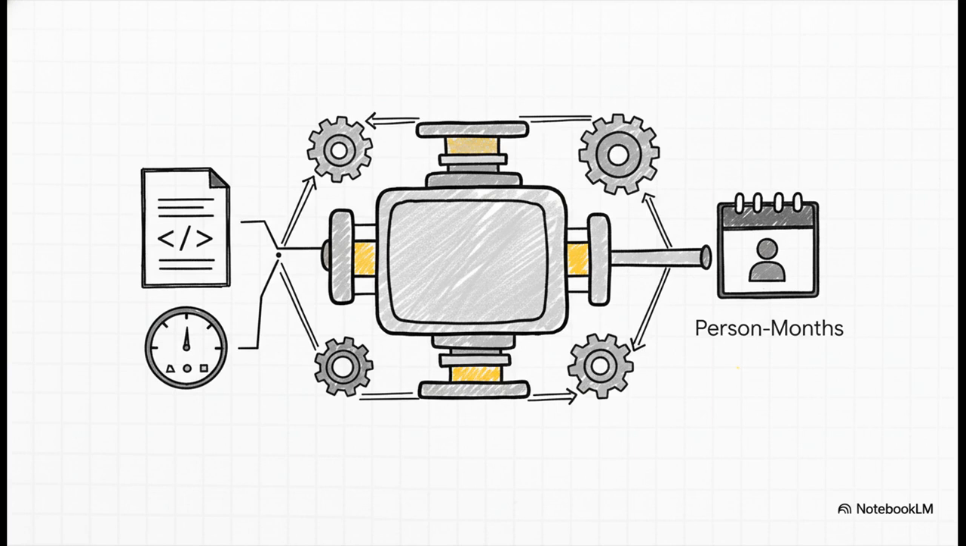And those letters, A and B, those are special constants that change depending on that difficulty setting we just talked about: organic, semi-detached, or embedded.